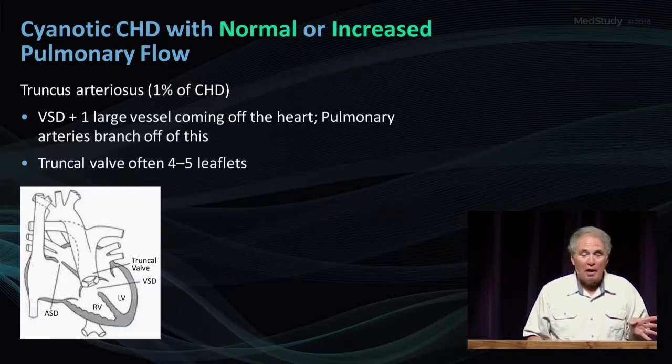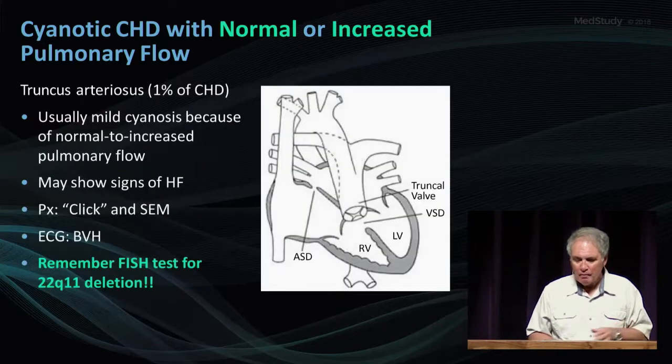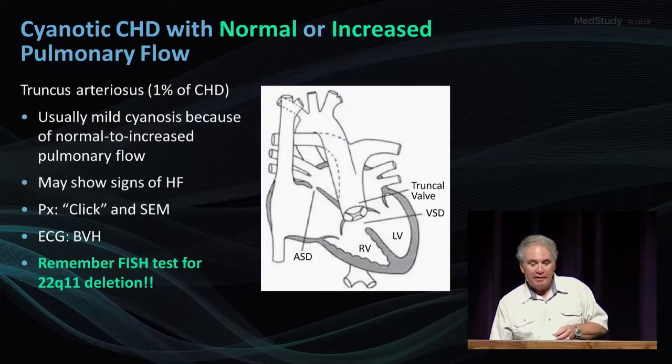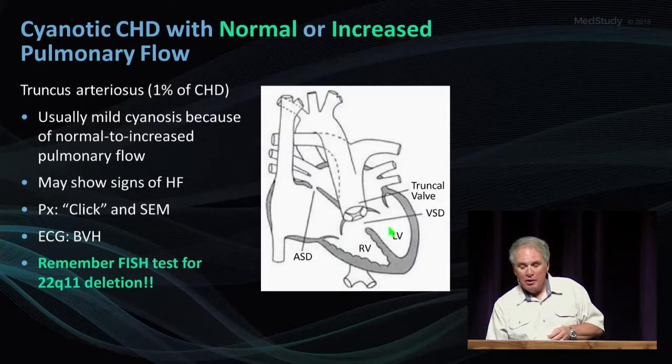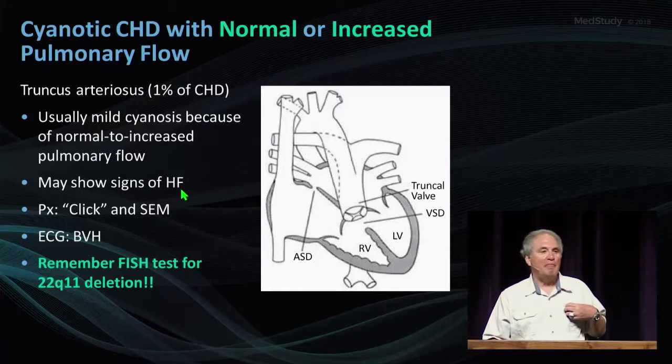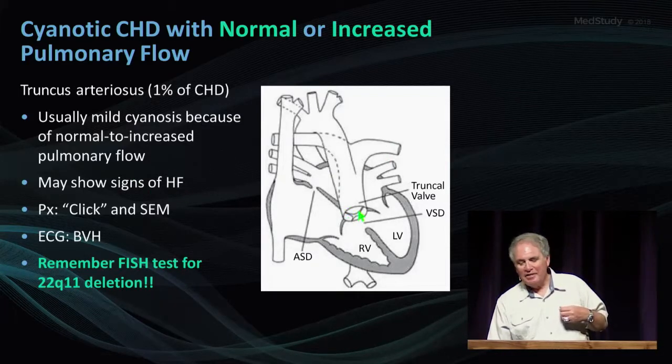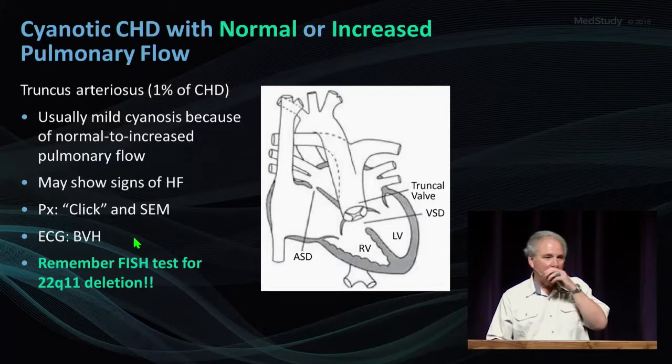Normal blood flow on the chest X-ray. And these kids tend to have mild cyanosis because even though the blue blood and the red blood mix right here, the pulmonary flow is pretty good, usually, and therefore they're not intensely cyanotic. They're actually maybe high flow to the lungs, and you might have signs of heart failure. On exam, you might hear a click as these 4 or 5 leaflets of the truncal valve open. There can be biventricular hypertrophy on the ECG.